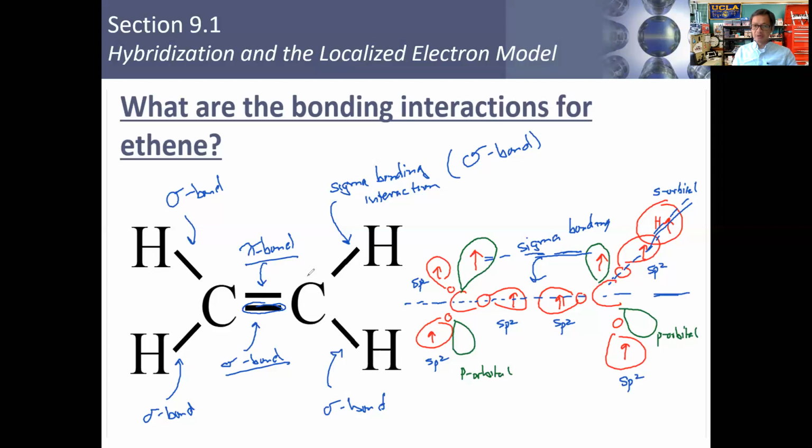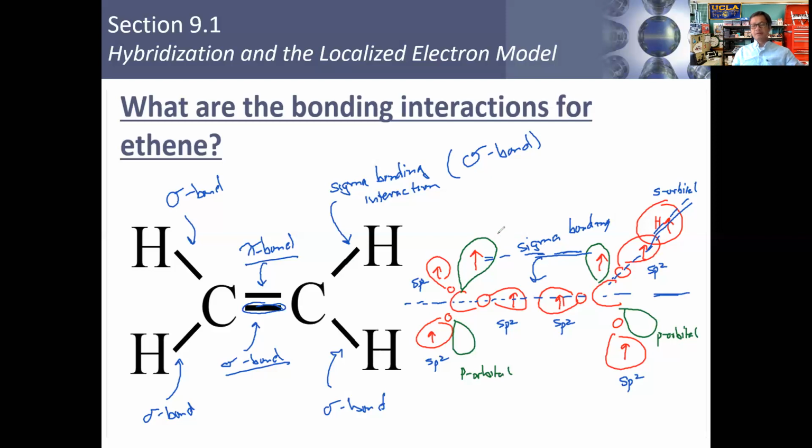This bond is the sharing of this electron and this electron here. These two electrons are in the p orbitals. If you notice, when the p orbitals get together, they are lined up side by side. There's this side-by-side interaction instead of a head-on, straight line interaction. That interaction is what we refer to as a pi bonding interaction.